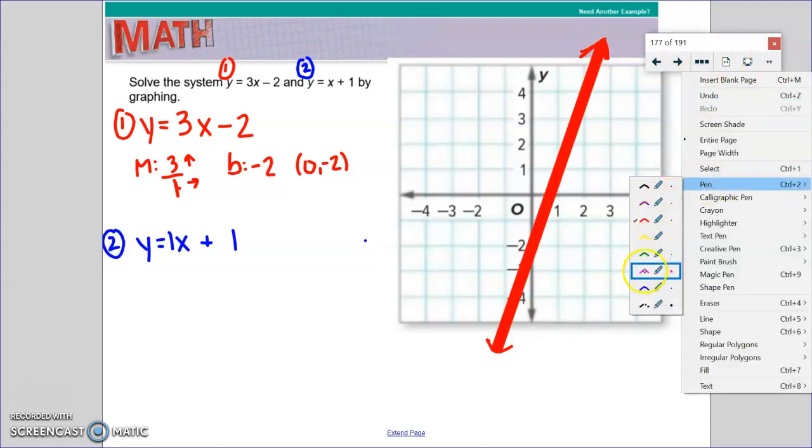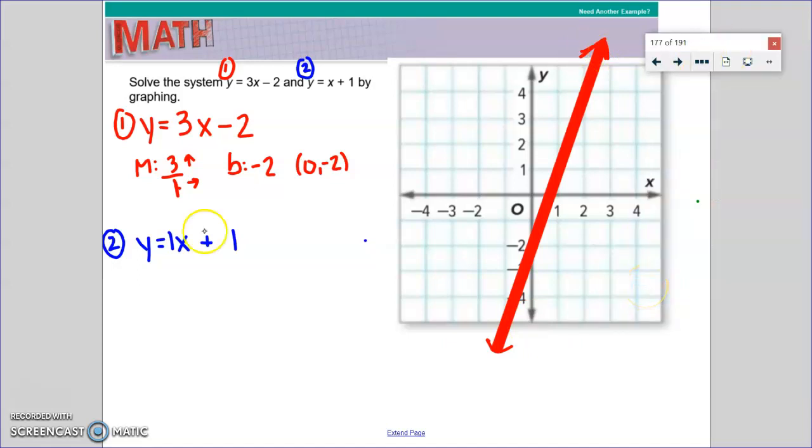Now we move on to our second line here. So again, we notice it's in slope-intercept form. So my slope is 1 or 1 over 1. And again, it's positive, so we're going up. And my y-intercept is 1. So we can plot our point at y is 1. And using my slope, I can go up 1, over 1, up 1, over 1, up 1, over 1. We could even go backwards, go down and back.